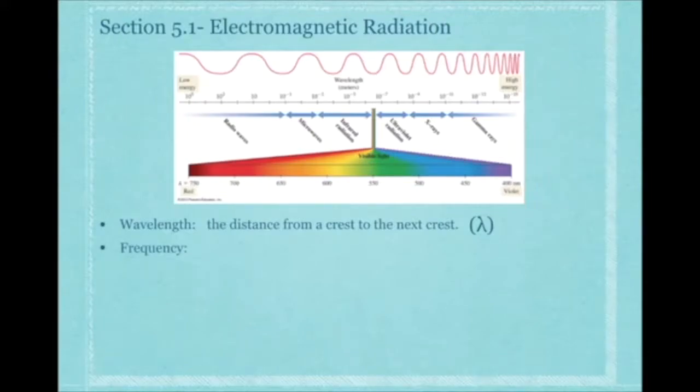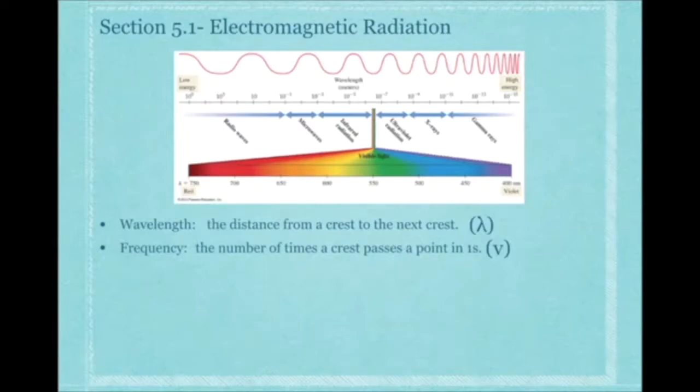Now, frequency is the number of times a crest, so that peak, will pass a point in 1 second. The unit for frequency is hertz, or seconds to the -1, which we'll address in just a second. The representation in the formula we're about to use is that nu symbol. It looks like a V. All right, so we've got wavelength, we've got frequency. The last one is going to be energy.